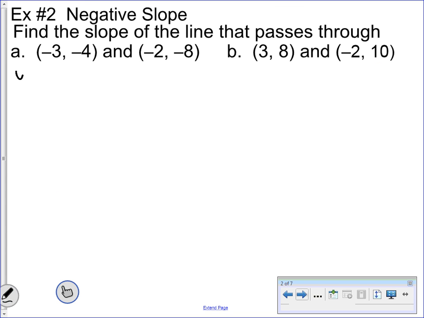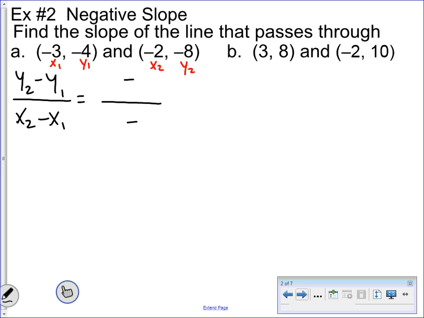So as before, I'm going to write down my formula. I'm going to identify my x1, y1, x2, y2. And then I'm going to go ahead and draw a fraction bar and put 2 minuses in there, because minus is part of the formula. Now my y2 is negative 8. My y1 is negative 4. x2 is negative 2. And my x1 is negative 3.